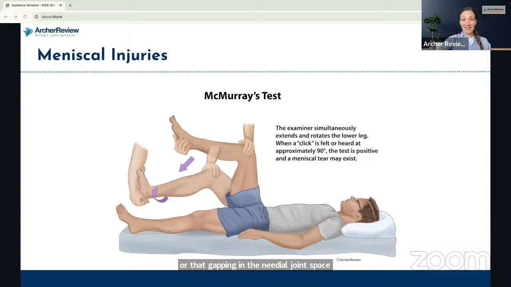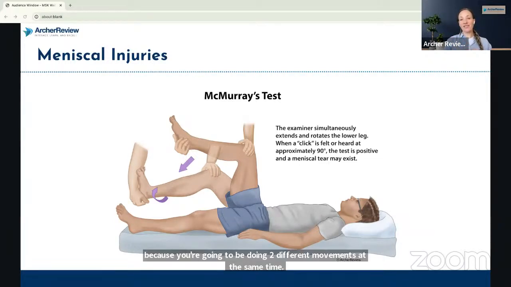Okay, you guys hanging in there with me? Last but not least, let's think of our meniscal injuries. I think of meniscus and the letter M for McMurray. It's a special test that we do, McMurray, M for meniscus, okay? Here, this is a little bit more of a nuanced test because you're going to be doing two different movements at the same time, all right?